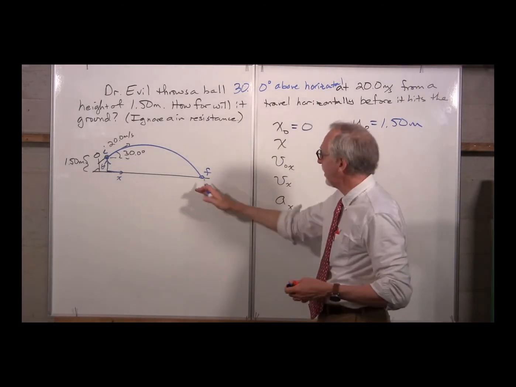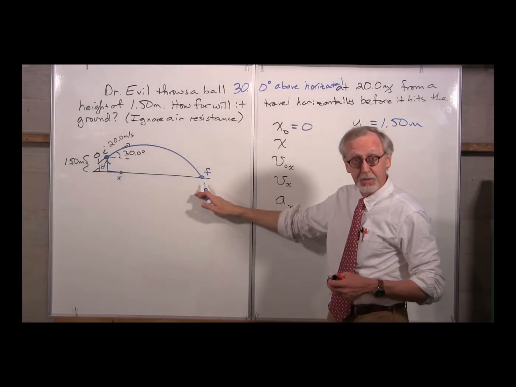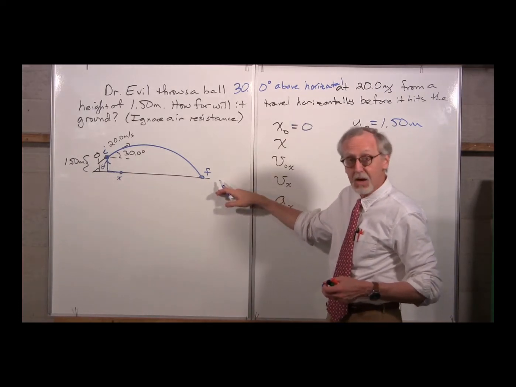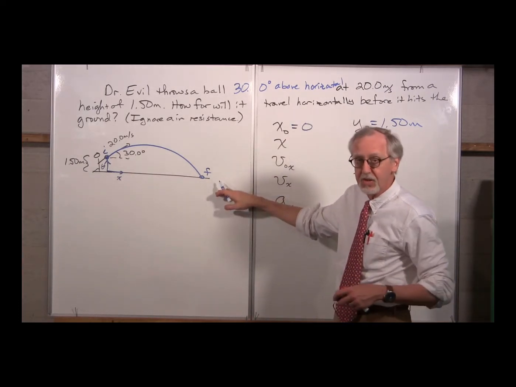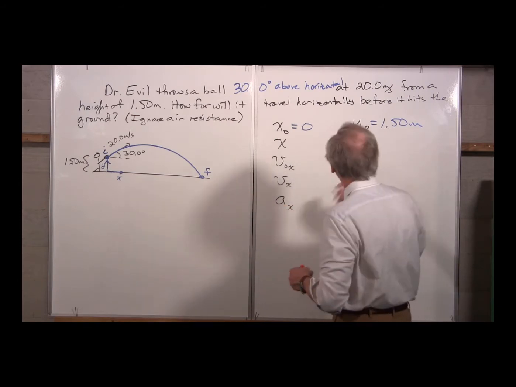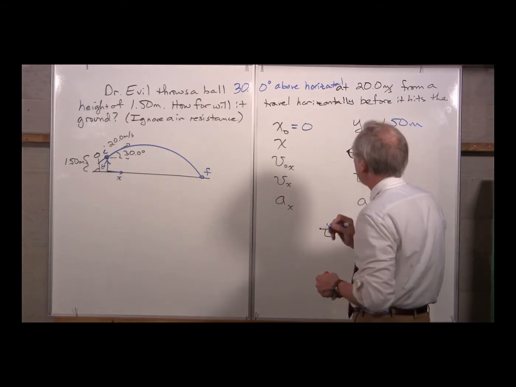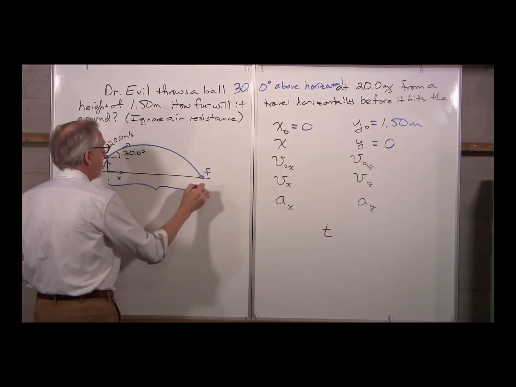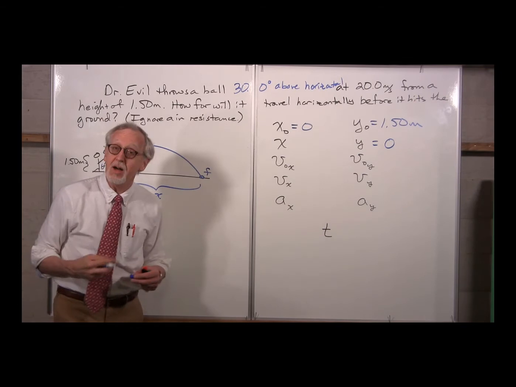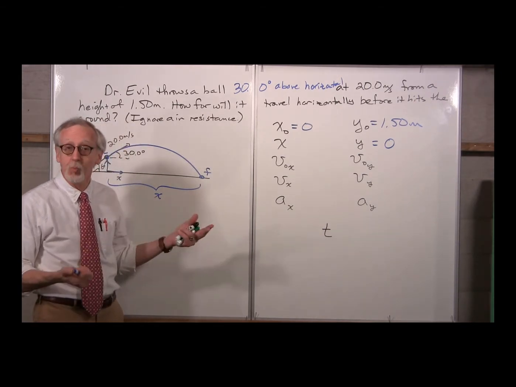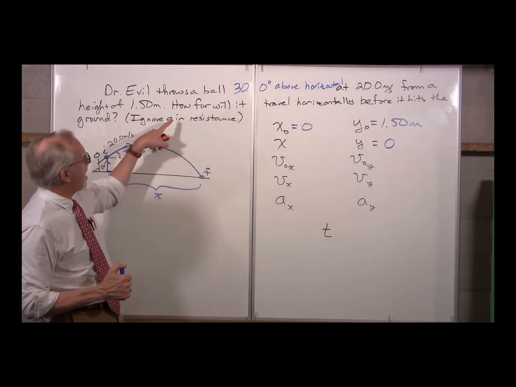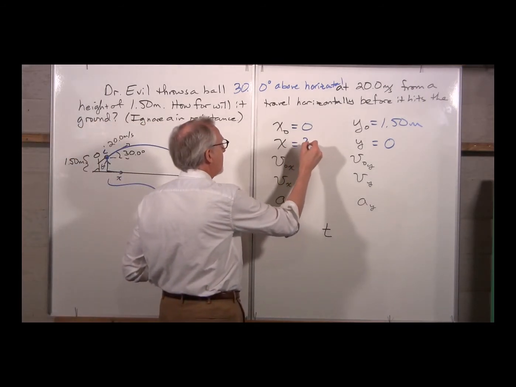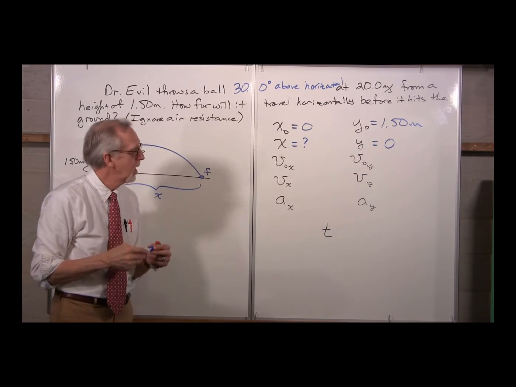What about x and y? The positions of the final point. Well, again, it's on the ground, so that's on the x-axis, and the y value for anything on the x-axis is 0, so we know that y is 0. What about x? Well, x is the distance from the origin. We do not know that. And actually, how far will it travel horizontally? That's what we're looking for. So, once again, x is what we're looking for.